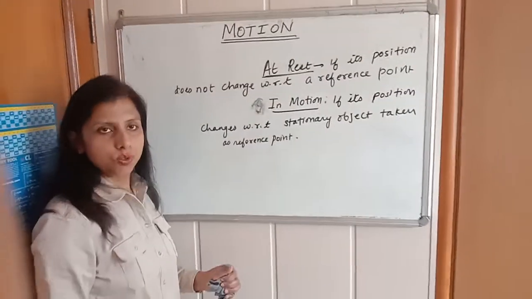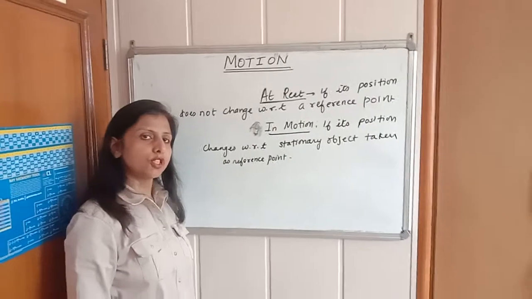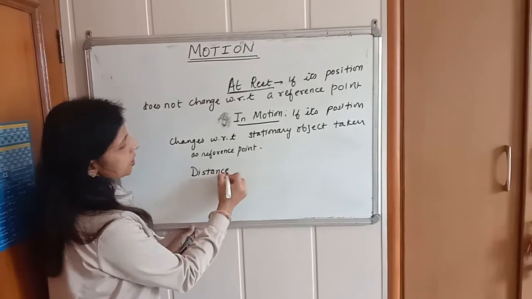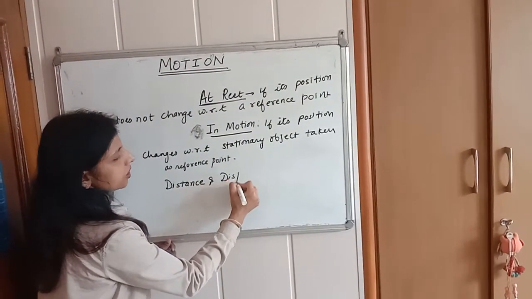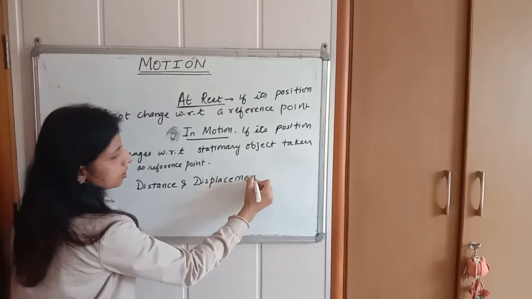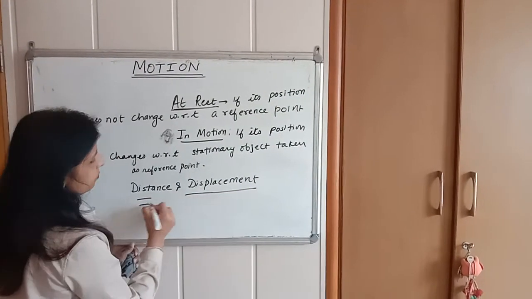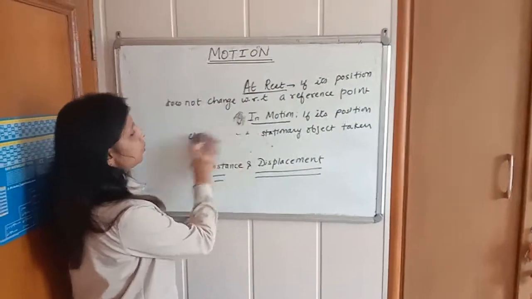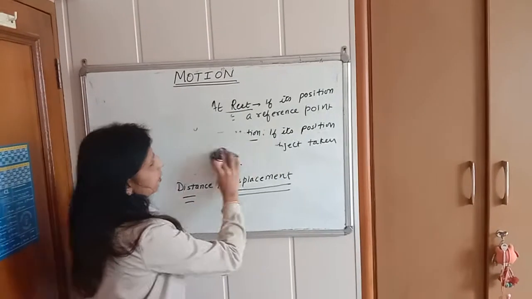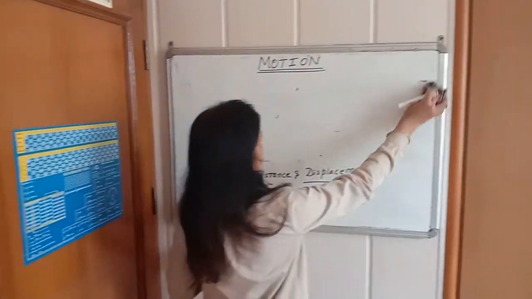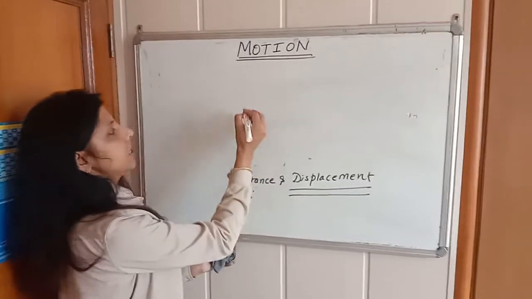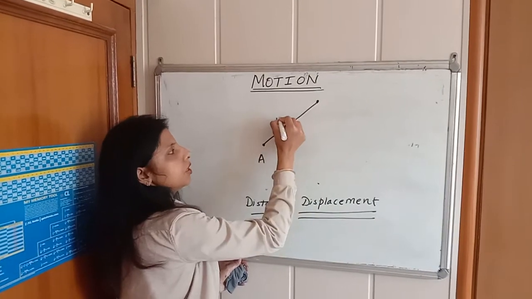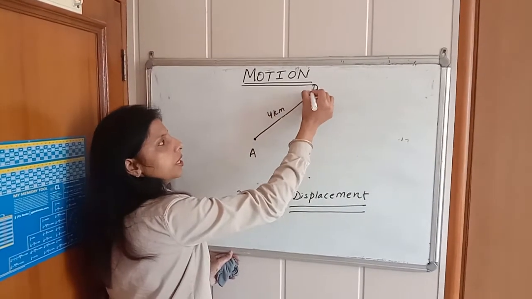Fine. Now the next two very important quantities which are of utmost importance in physics are distance and displacement. These are the two physical quantities, very important. The difference also comes, very important. We should first understand what is distance and what is displacement. I'm taking one example to make it clear. Maybe a body starts from a point A, covers a distance of maybe 4 km and reaches point B.